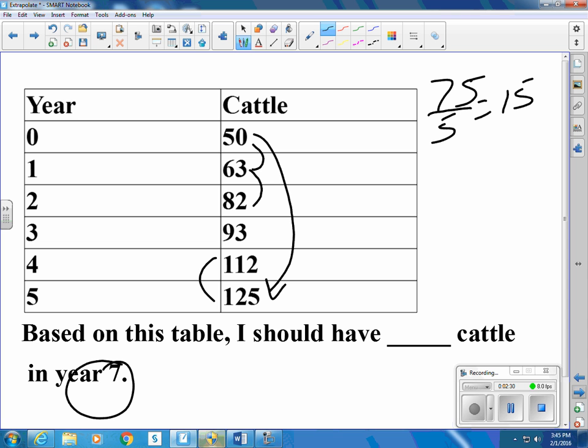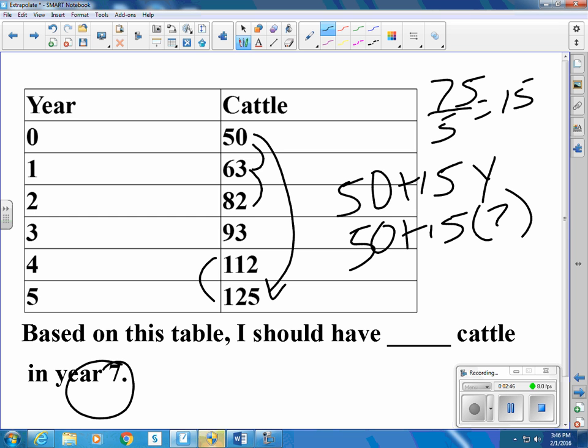And so if we say we're going up 15, starting at 50 plus 15 every year, and the number of years is 7, I could say 50 plus 15 times 7. 7 times 10 is 70, 7 times 5 is 35, so 105 plus 50, 155. Building a nice herd of cattle.